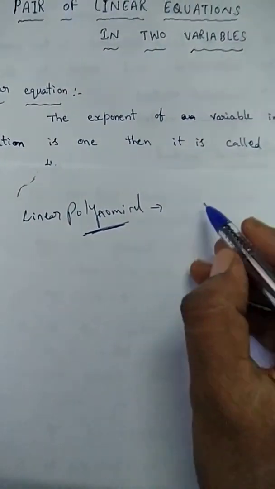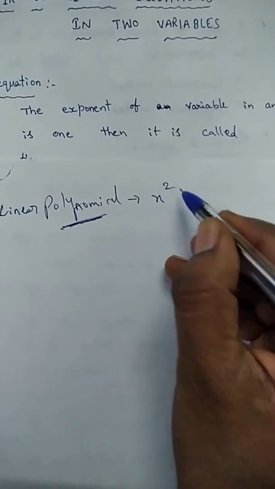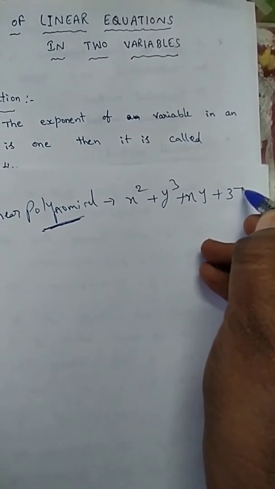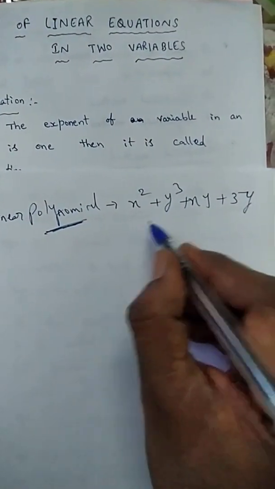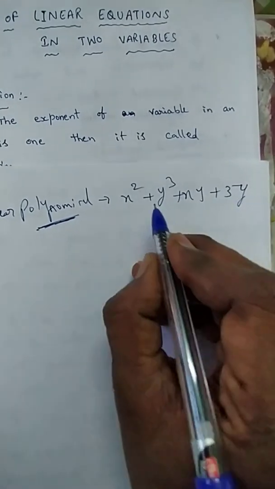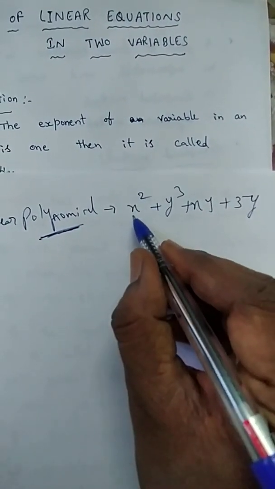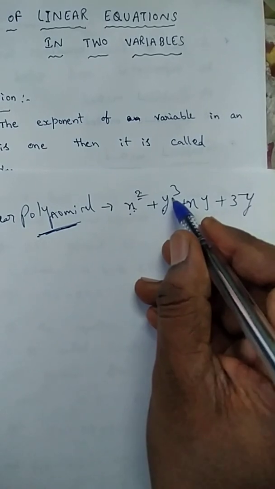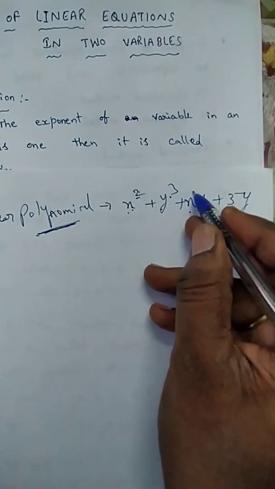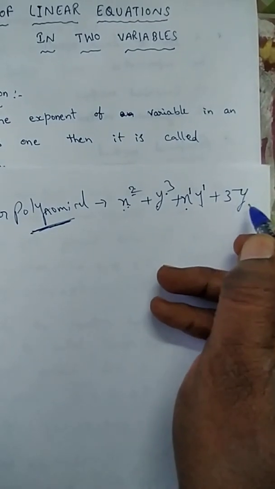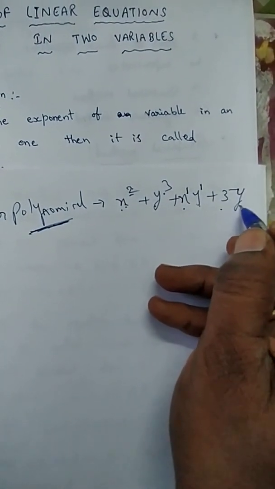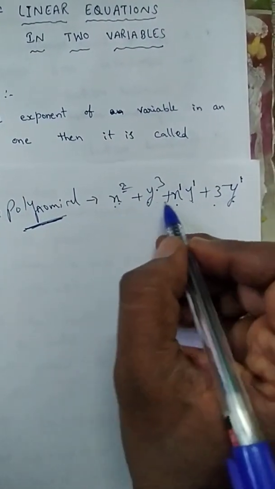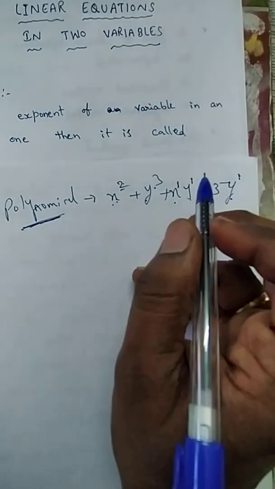So for example, we are taking the algebraic expression x square plus y cube plus xy plus 3y. It is an algebraic expression and also it is called a polynomial. We are observing the exponents of the variable in each term. What is the exponent of this variable? 2. Here the variable is y, the exponent is 3. Here the variables are x and y, the exponents of x is 1, y is 1. Here the term is 3y. 3 is a constant term, y is a variable. The exponent of the variable is 1. Is there any negative term? No. Then automatically this algebraic expression is called a polynomial.